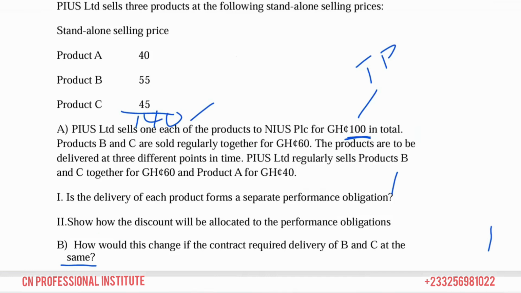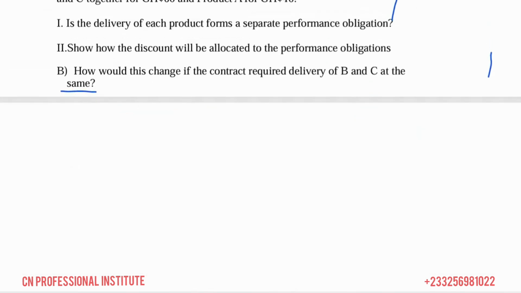So we said there's a discount of 40. If they should sell each of them alone, they will make 140 from the total three. But we are selling everything together at 100 cedis. So there's a discount of 40. So you have to share the discount of 40 to A, B, and C. So let's come here. So we have product. So let's bring the product here.